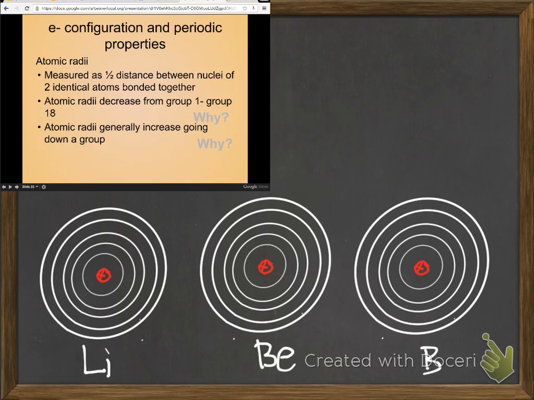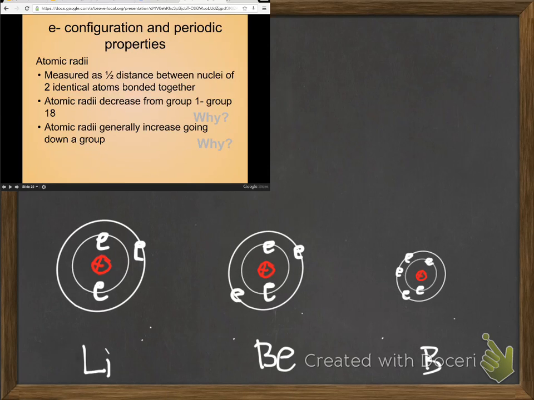Let's draw these little Bohr diagrams for lithium, beryllium, and boron. Okay, we've got the Bohr diagrams for lithium, beryllium, and boron. We're adding electrons as we go, right? Beryllium has more electrons than lithium. Boron has more electrons than beryllium. I did something with the sizes of these. Oh dear.